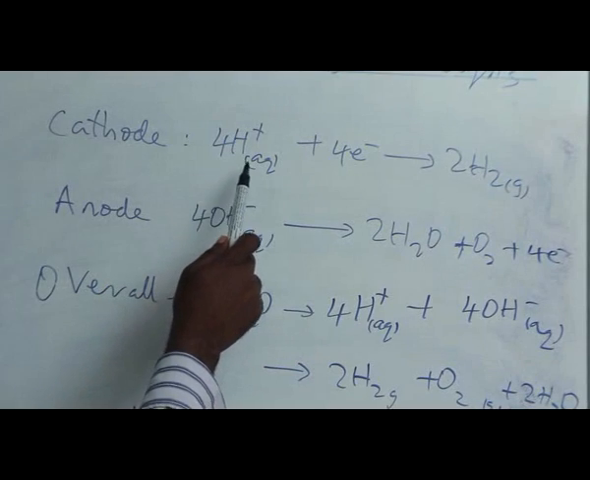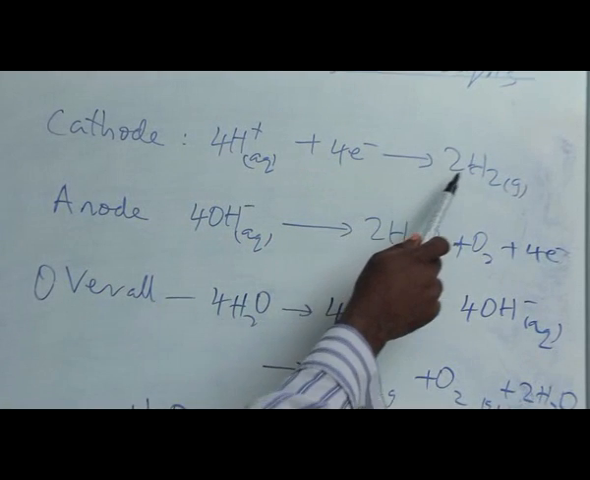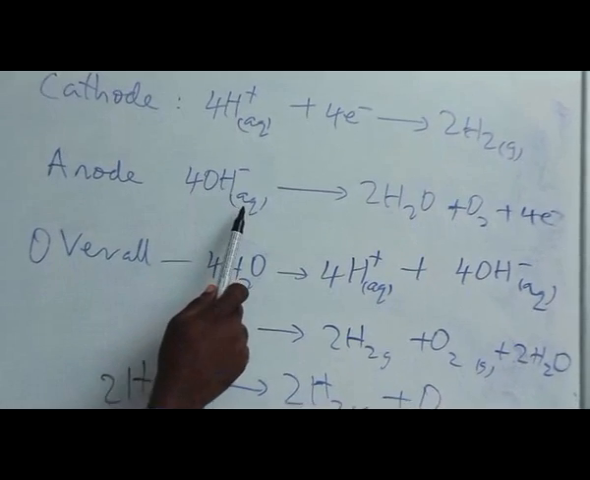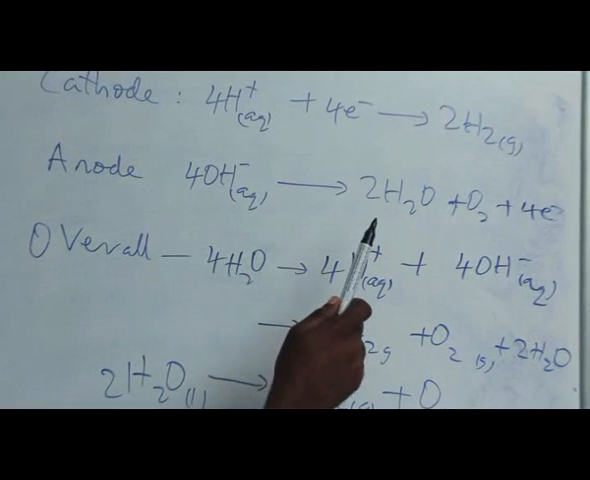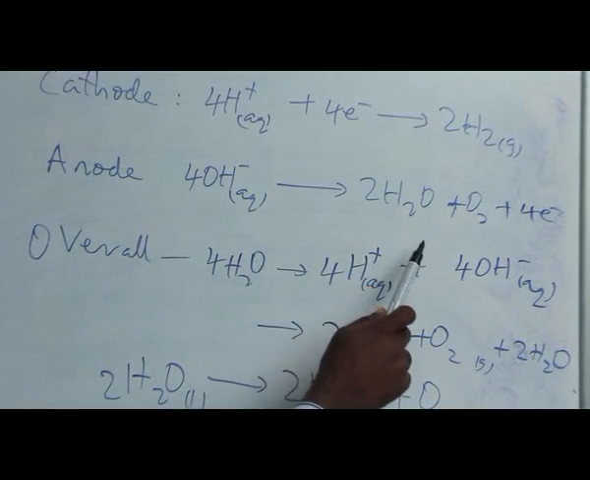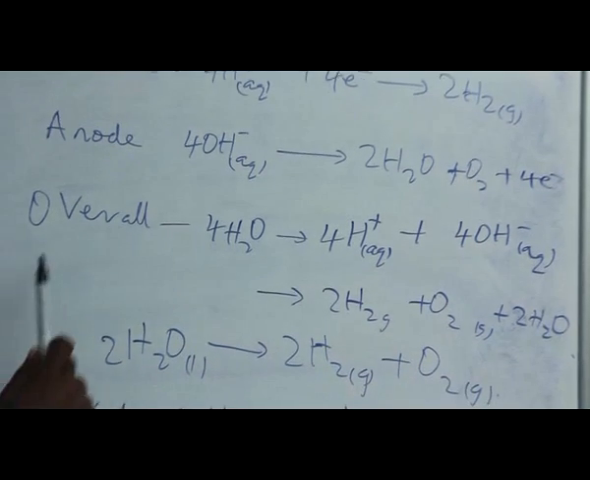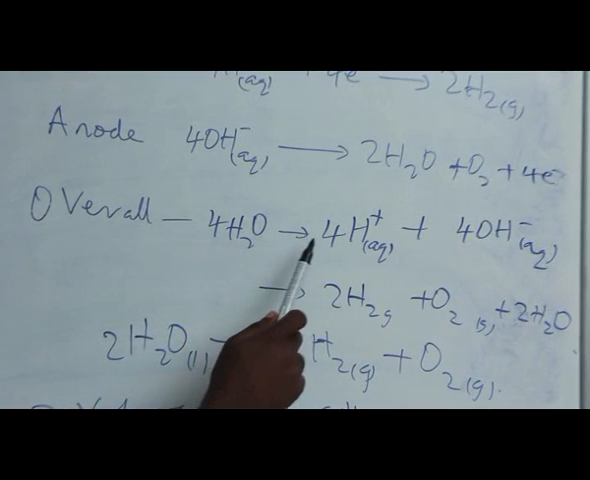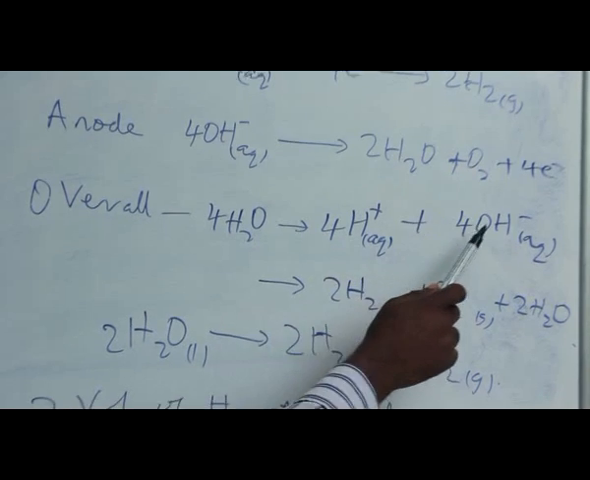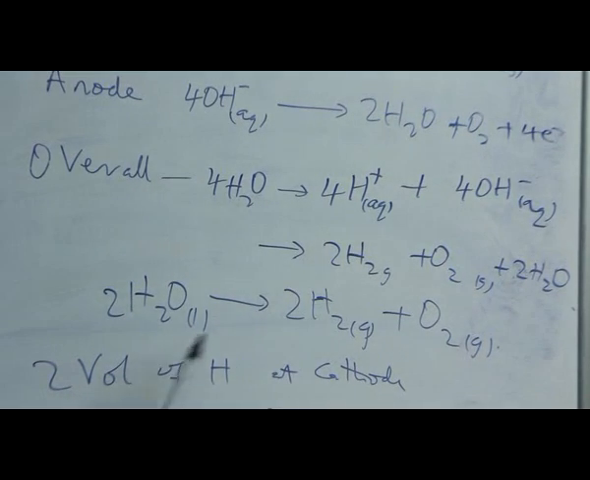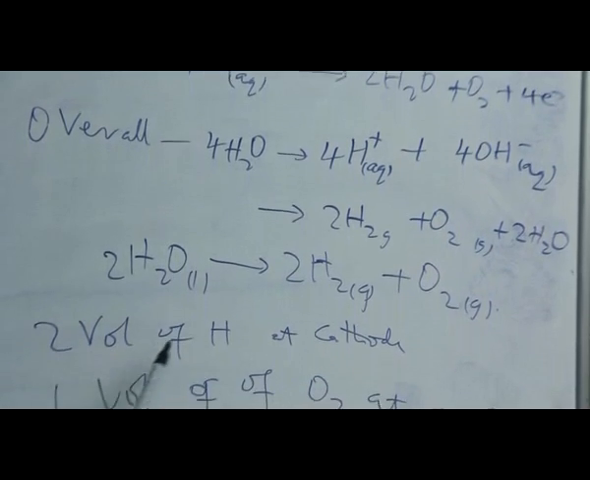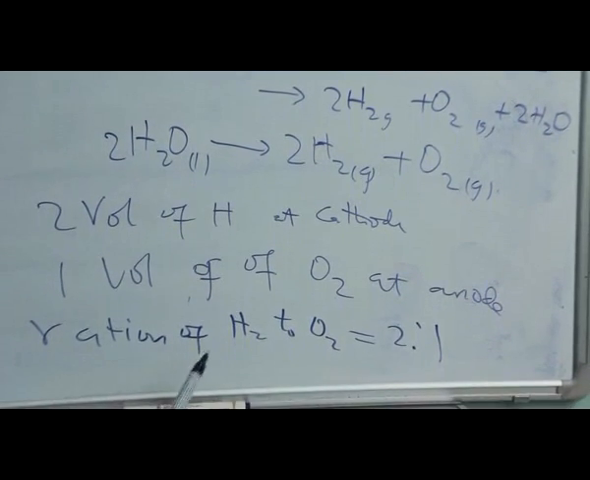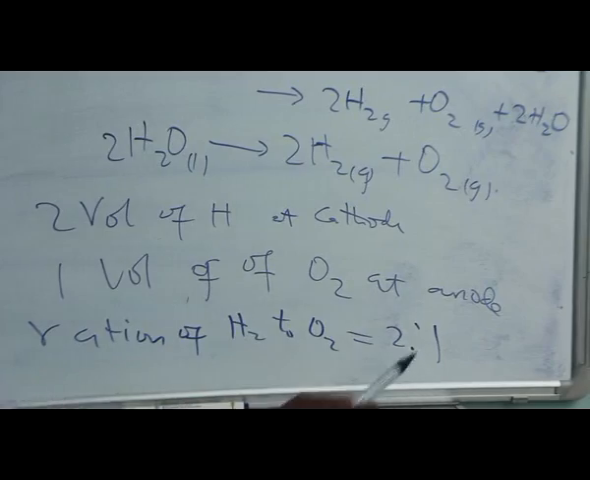At the cathode, 4 hydrogen ions will gain 4 electrons to give 2 neutral hydrogen molecules. At the anode, 4 hydroxide ions will lose 4 electrons to give 2 molecules of water and 1 molecule of oxygen. The overall reaction: 4 water molecules give 4 hydrogen ions plus 4 hydroxide ions. As can be represented below, we have 2 volumes of hydrogen at the cathode, 1 volume of oxygen at the anode, and the ratio of hydrogen to oxygen is 2:1.